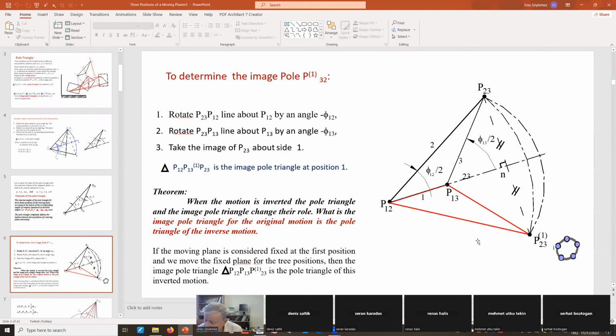But a simpler way is, if you want to determine the image pole triangle P132, you simply take the image of P13 with respect to this side 2. You drop a perpendicular, make those equal, and you determine P132. It's that simple.